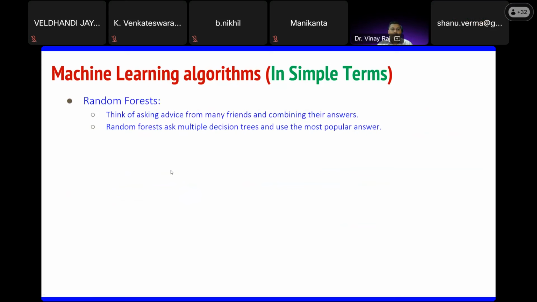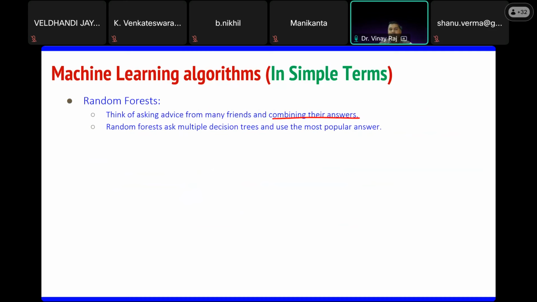Next, random forest. What is random forest? All these are ML algorithms. Random forest. Think of asking advice from many friends, and combining their answers.